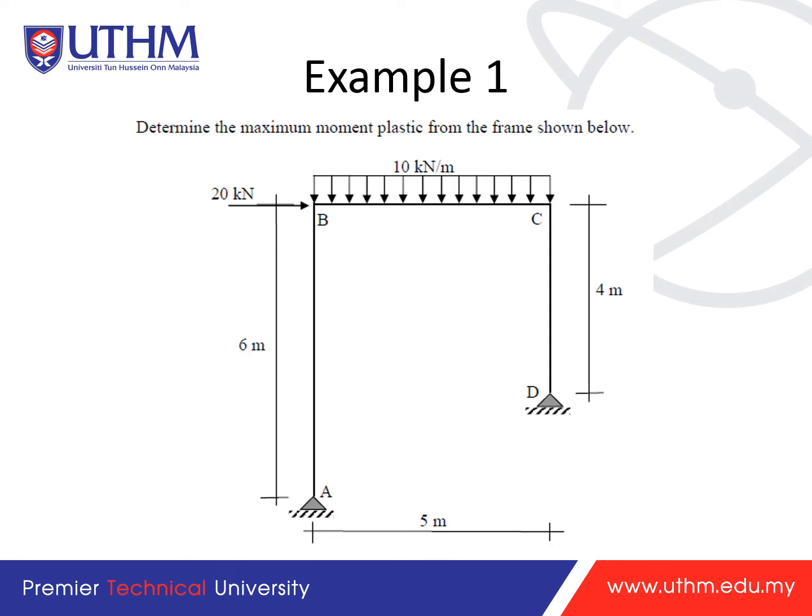Okay, so let's go to the examples. In example 1, determine the maximum plastic moment of the frame shown below. We have a pin support A and pin support D, so we have 4 reactions, and we have 20 kilonewtons pushing at joint B, and then joint C with a uniform distributed load along member BC of 10 kilonewton per meter. So what will it cause?